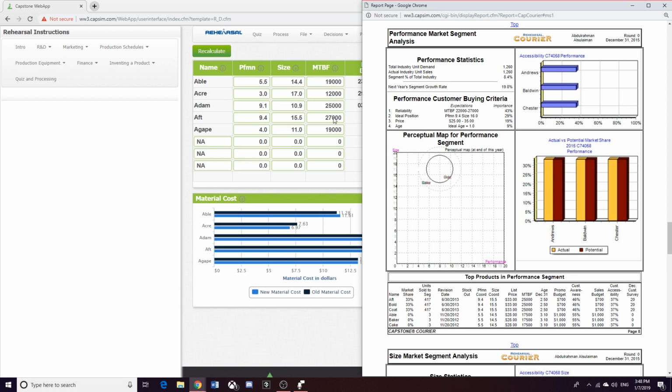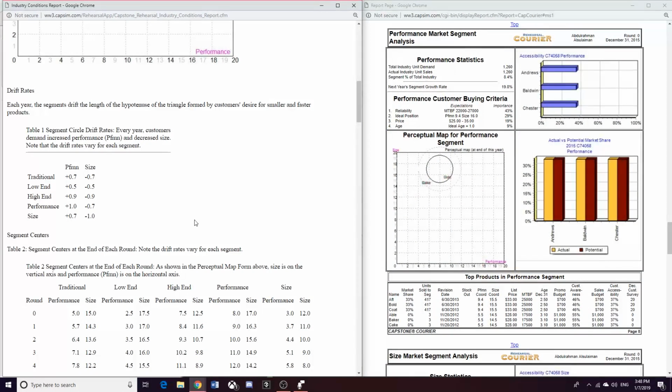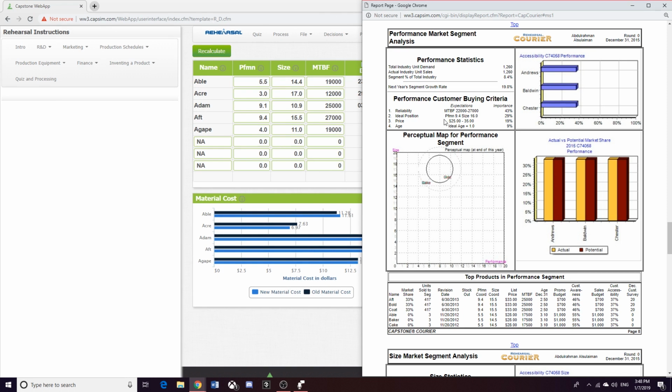And then we go and say, okay, so for performance, customers want 9.4 in the beginning of the round. However, based on the strategy that I told you in the ideal position video, we want to position our product in the middle. So we go and say, all right, performance drift is 1 plus 1 every round. So that means we want to increase performance by half, which is 0.5. So half of 1 is 0.5. So we say, okay, so we want it to be at 9.4 plus 0.5 equals 9.1.